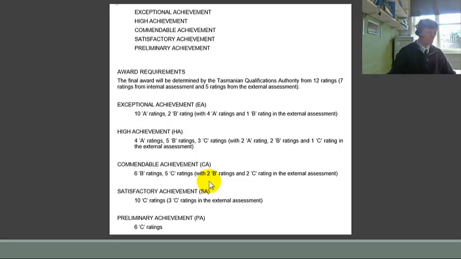Now this is a criterion statement for this particular subject. So you can see I talked to you about the HA ratings. Of course there's ratings for EA, CA, SA and so forth, and these are on every syllabus on the TQA, so have a look yourself to find the appropriate one.